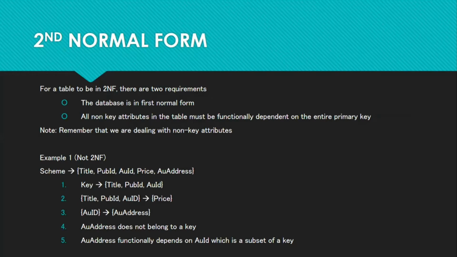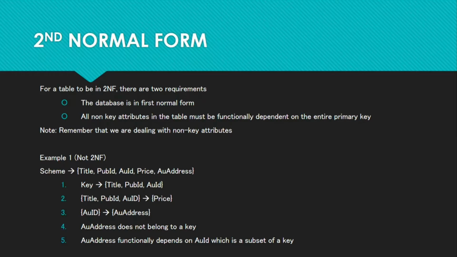The second requirement is that all non-key attributes in the table must be functionally dependent on the entire primary key. I have written a note: remember that we are dealing with non-key attributes, because in first normal form we have already assigned a primary key, so we are not dealing with that. We are dealing with all non-key attributes in the table, and they must be functionally dependent on the entire primary key. The table should be completely dependent on the primary key. We will see what this means, and it will be clear to all of you.